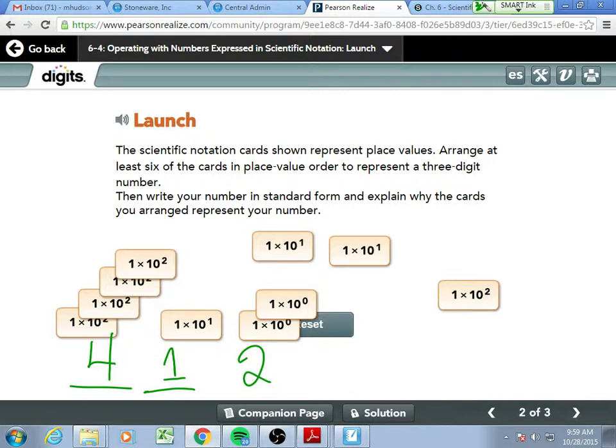But how would these actually combine? Would we add them? Would we multiply them? That's what we want to look at in this lesson: how do we combine numbers in scientific notation? So that is what we're going to be working with today.